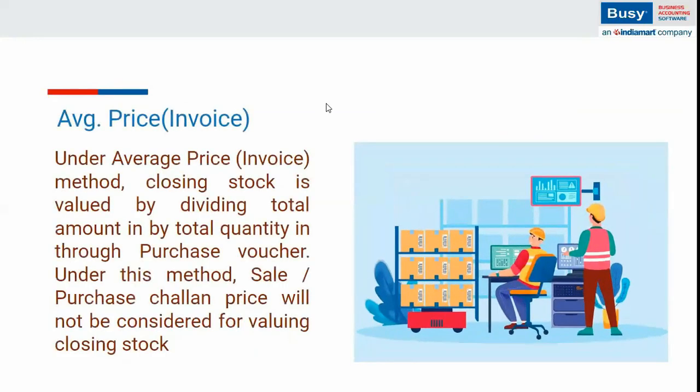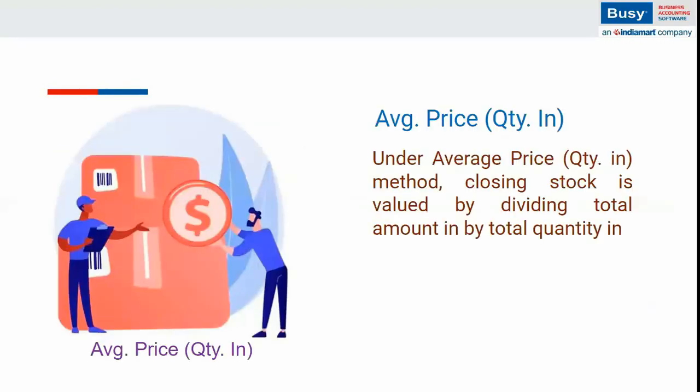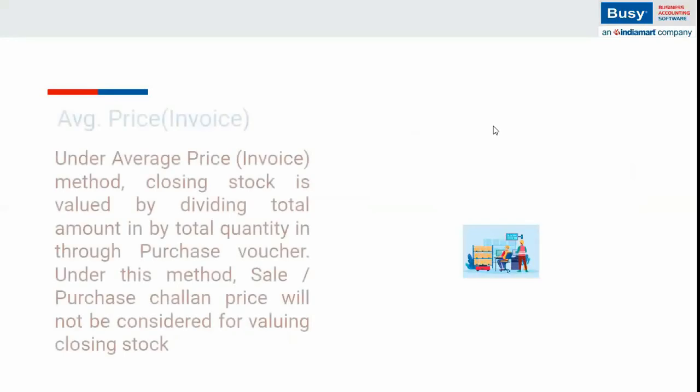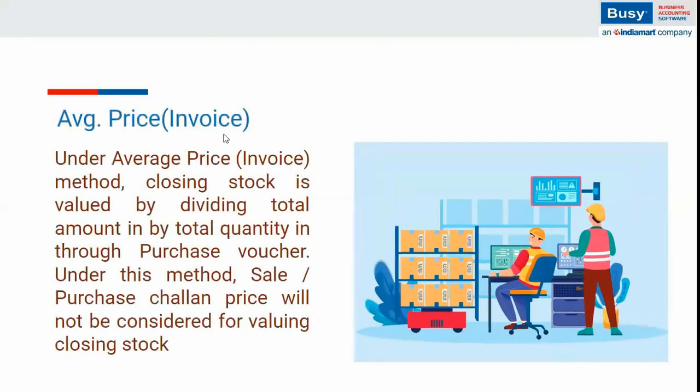Average price invoice: it will only calculate on the basis of the invoice, not the sale invoice, only the purchase invoice. Here you can see the similarities between the previous slide, average price quantity in, and this slide, average price invoice. The difference is that quantity in will include the stock in entry, the purchase entry, and the production entry also. Against that, it will calculate the valuation.